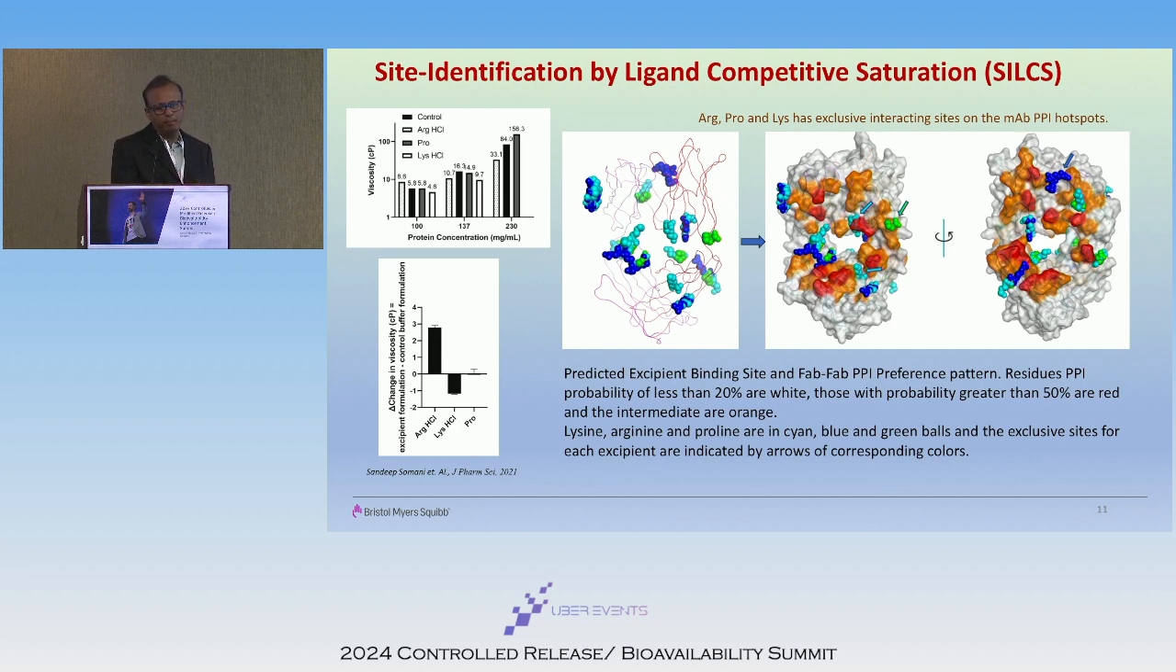And based on the mapping, we try to understand, or at least rank order, some of the excipients that will be most beneficial, or that will prevent this interaction, in terms of viscosity and stability. Based on this mapping, we select some of the excipients and do the actual study.